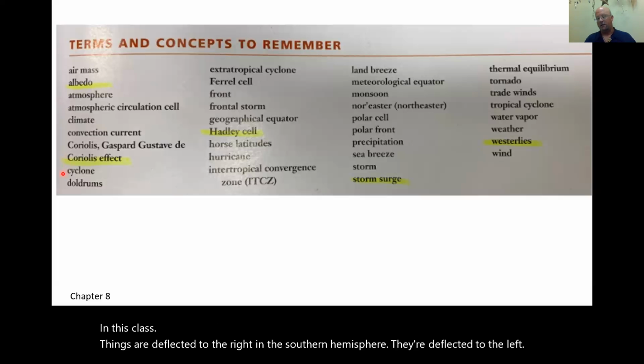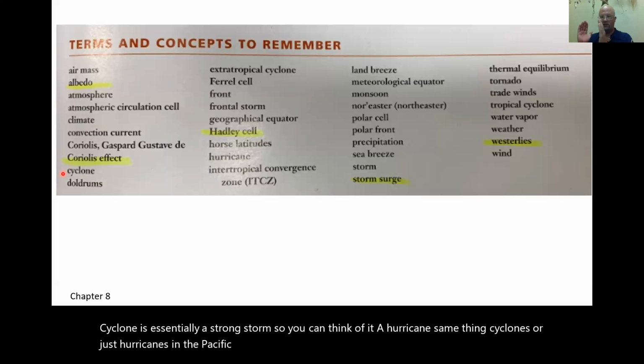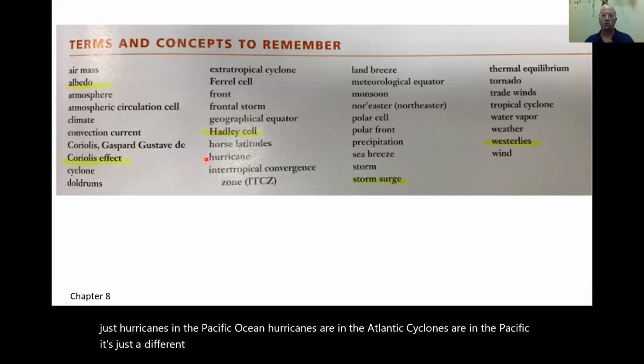Cyclone is essentially a strong storm. So you can think of it like a hurricane, same thing. Cyclones are just hurricanes in the Pacific Ocean, right? Hurricanes are in the Atlantic, cyclones are in the Pacific. It's just a different term. We'll go ahead and do this one too.